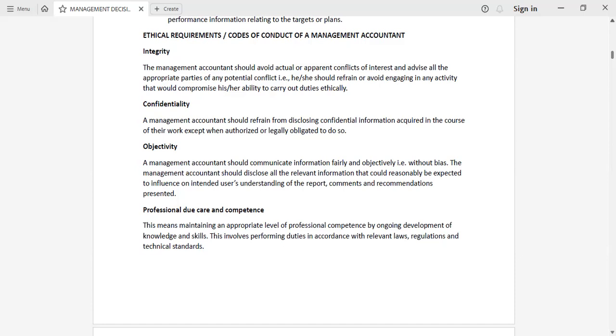In other words, if you are to do your job, let's say you are doing performance evaluation, do it in a sense that you are not siding with anyone. There is no conflict. You avoid any potential conflict that may arise from the things you do. You call a spade a spade, not a spoon.